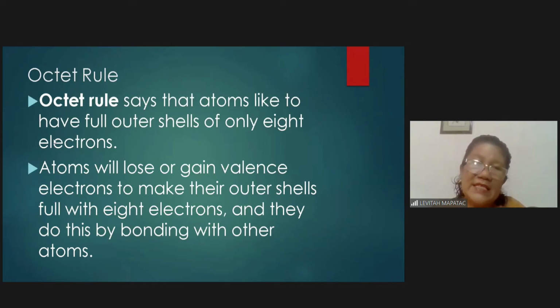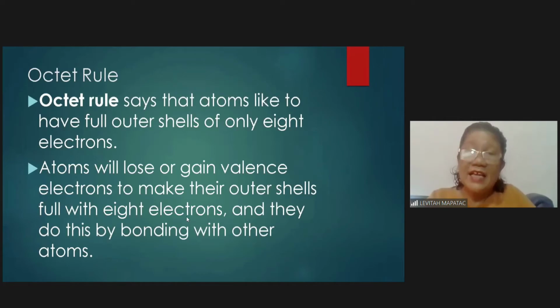So what is needed for atoms to form a compound is that they will either lose or gain electrons in their outermost shell. And it should come up with eight electrons in its outermost shell to make it stable. Okay, so let us move on to the next slide.